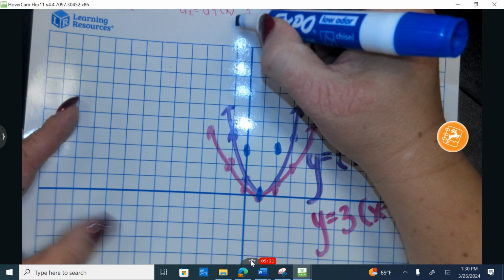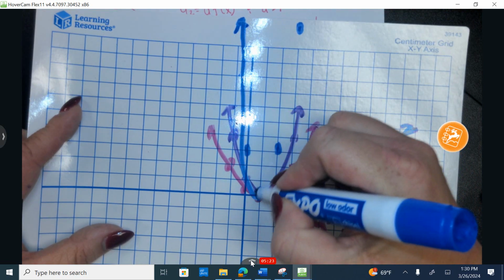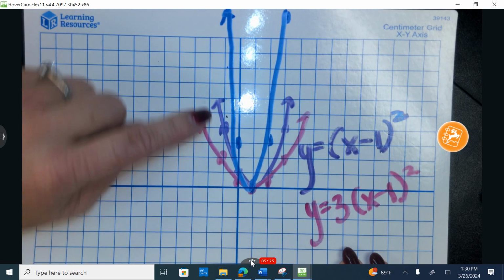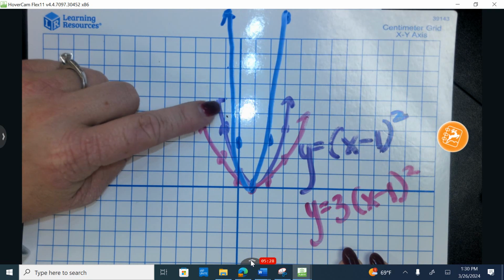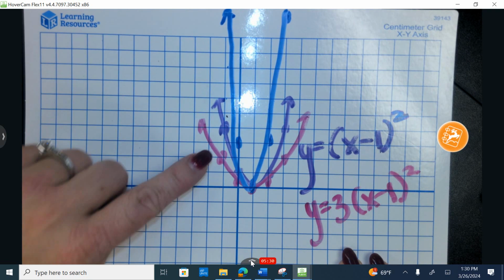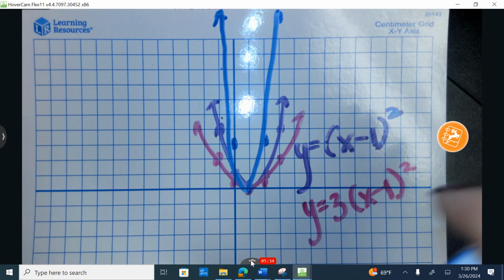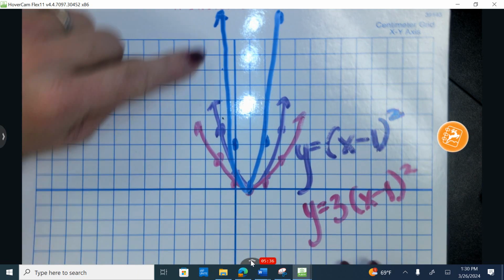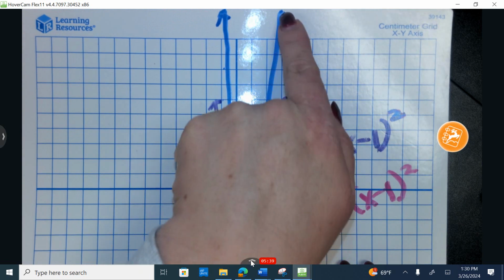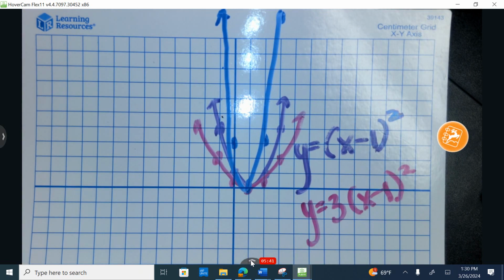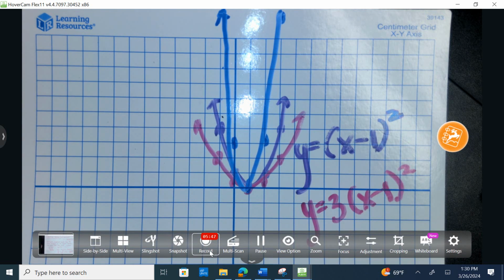And we have 3, 12. So the original function is going to be the purple function. This function that is shown in pink is going to be vertically compressed by a factor of 1/2, and what we have in blue is going to be vertically stretched by a factor of 3. The x values in every case remain the same, but the y values are impacted by it being a stretch or a compression.